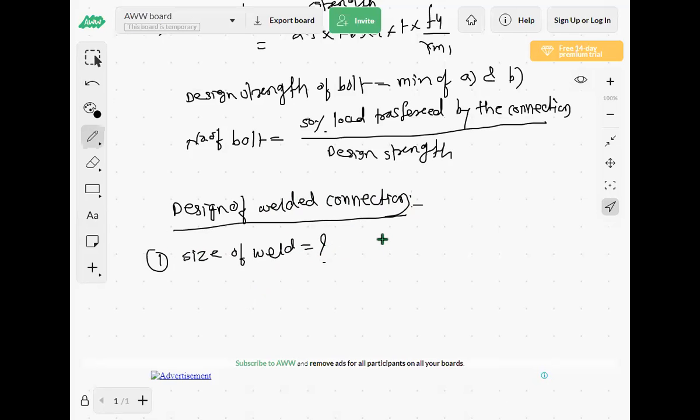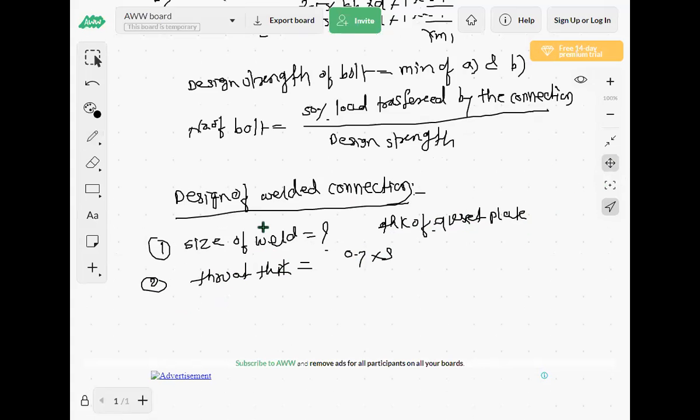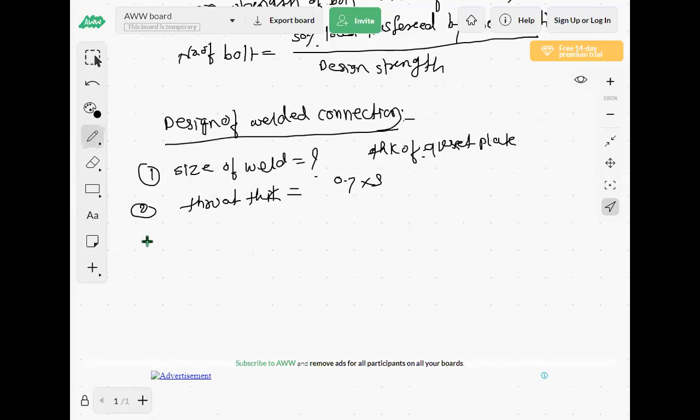Size of weld depends upon the thickness of, now here you are using, the thickness of the gusset plate. Then after the size of weld you have to calculate the throat thickness. So how to calculate throat thickness? 0.7 into S. After calculation of the throat thickness we have to calculate the strength of weld.